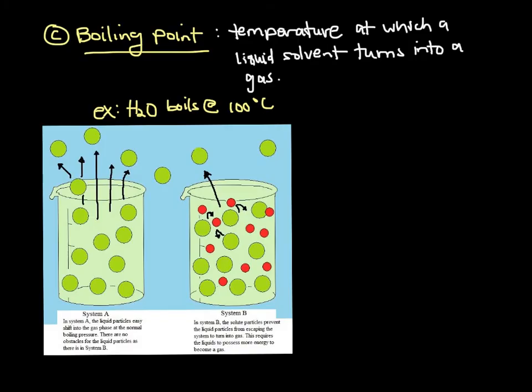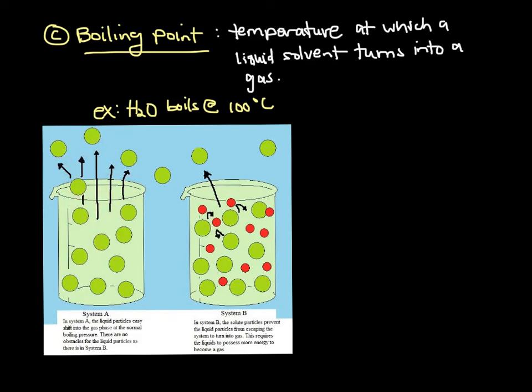All right, and last but not least, we'll talk about how boiling point would be changed or altered by the addition of a solute to a solvent. Boiling point is defined as the temperature at which a liquid turns into a gas. Water, for example, boils at 100 degrees Celsius. So here we've got our pure solvent, water, or just a pure solvent, and when it boils, its molecules will escape into the gas phase.